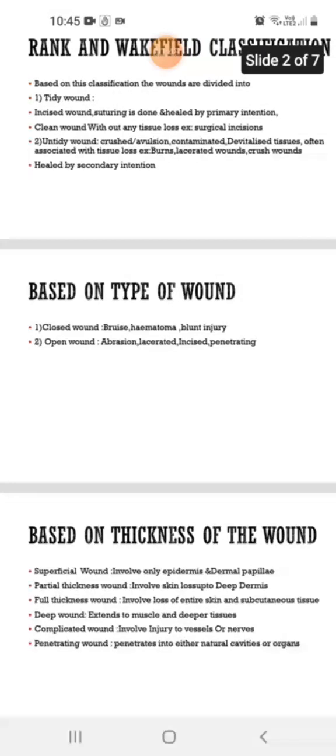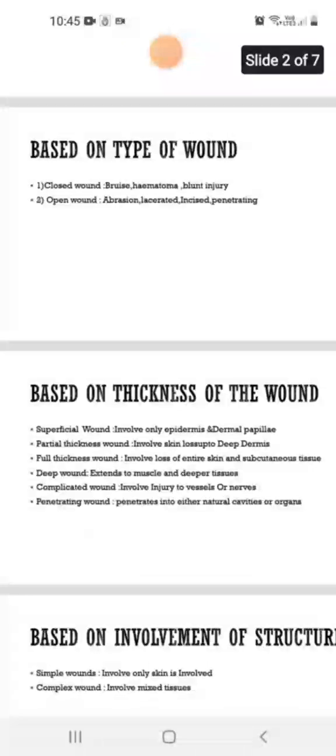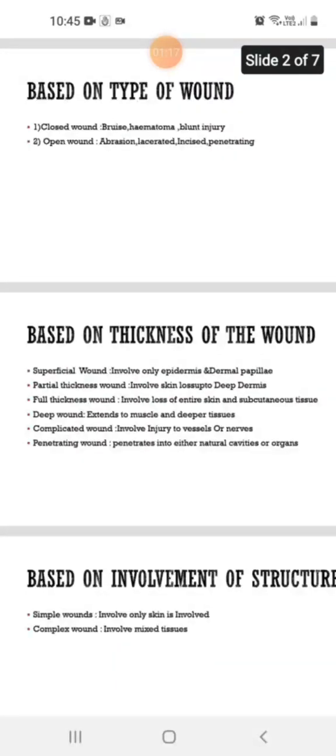So the tidy wounds, there is no tissue loss. In untidy wounds, there is tissue loss and they are crushed wounds. And tidy wounds are incised wounds. Based on type of wound, they are classified into closed wounds and open wounds. Closed wounds are bruise, hematoma, blunt injuries. These cause closed wounds. Open wounds are abrasion, lacerated, incised and penetrating wounds.